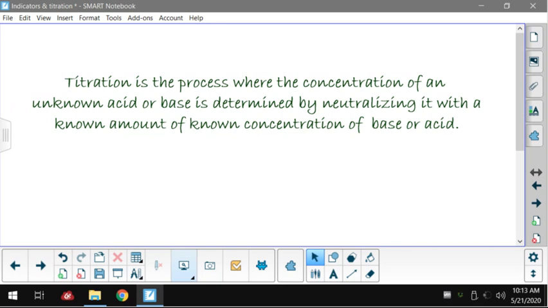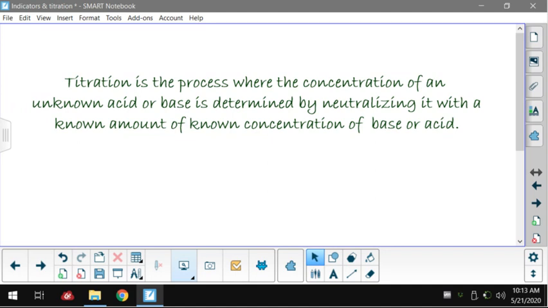You take the concentration of a known base and you take a certain amount of it, a known volume, and you use that to neutralize a known volume of an unknown concentration of acid. So you use an acid to neutralize a base, or a base to neutralize an acid.